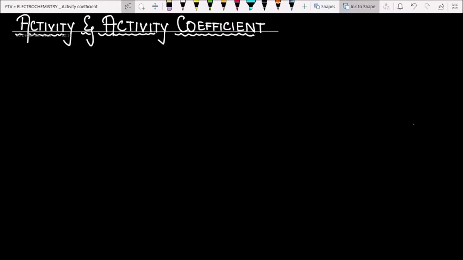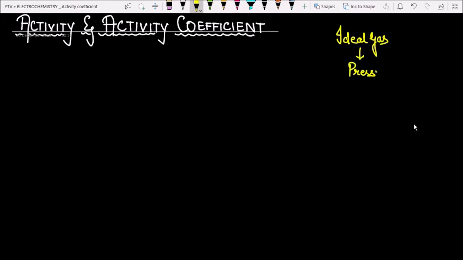Hello everyone, in this video we are going to see about activity and activity coefficient. This is a term which is used in electrochemistry. Even in thermodynamics we have similar terms for referring to gases, like we have pressure and fugacity. Whenever we talk about ideal gases, we refer to it by the term pressure.